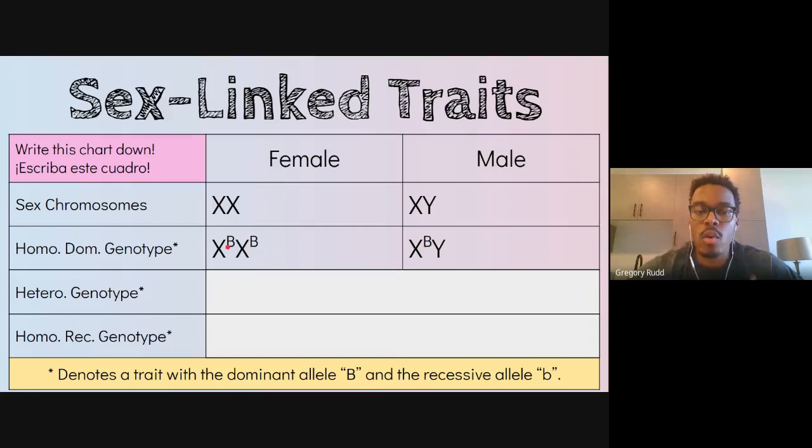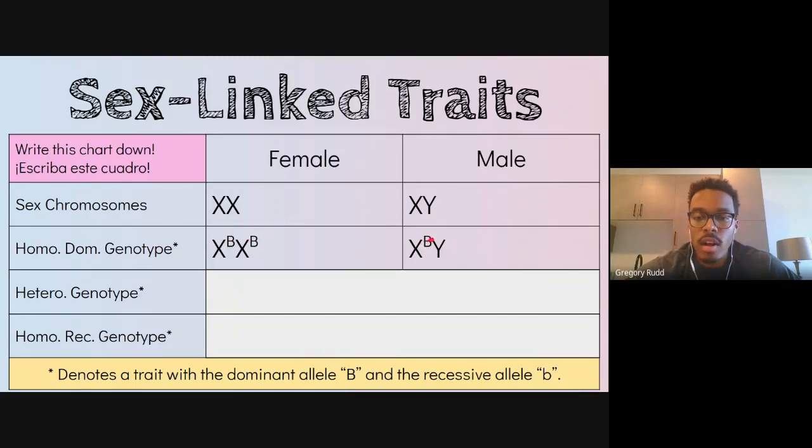Kind of like if you were to square something or cube something, you raise it to the power of 2, the 2 gets raised, the 3 would get raised. Here, we just raise the B. Okay, so this would be a homozygous dominant female because homo means the same. She's got the same allele on both chromosomes, and they are both the dominant allele.